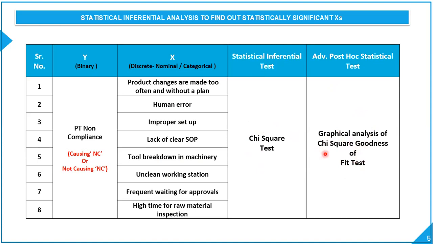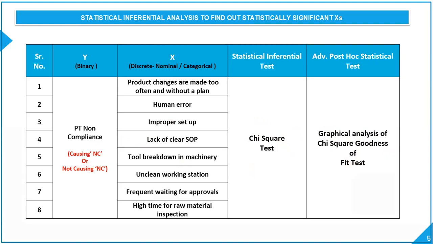Let me read this statistical test again. We want to find out whether one or few of these 8 critical X's have a statistical impact upon this project Y. To do that, we use the chi-square test for statistical testing, and for graphical analysis, we're going to use the chi-square goodness of fit test. So how are we going to use it? Let's go to the next slide to understand it.